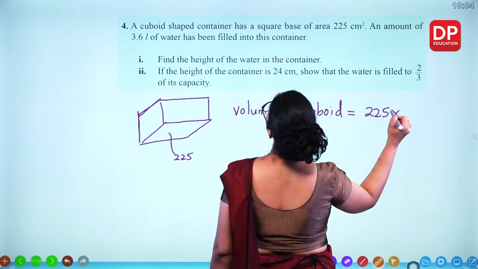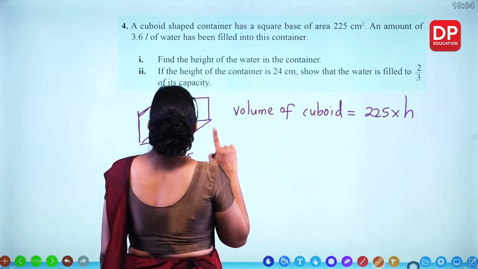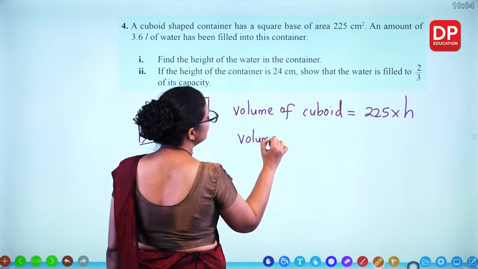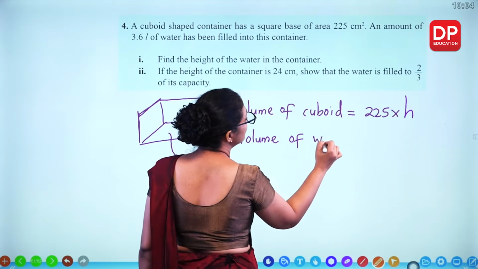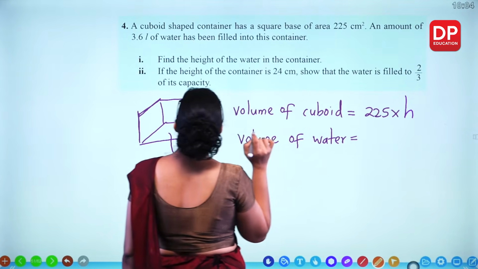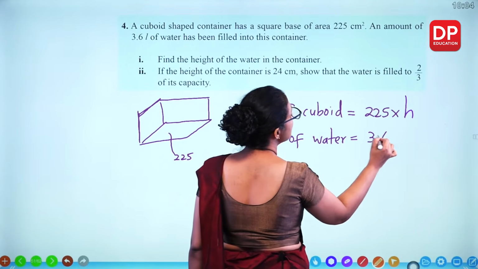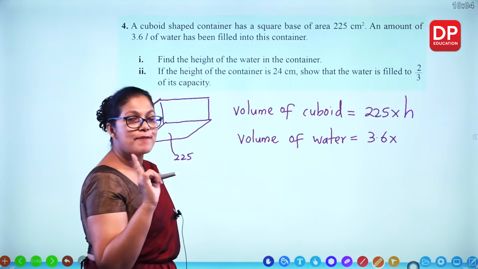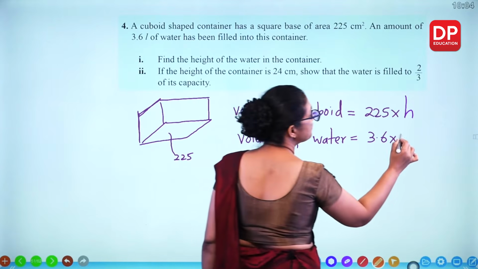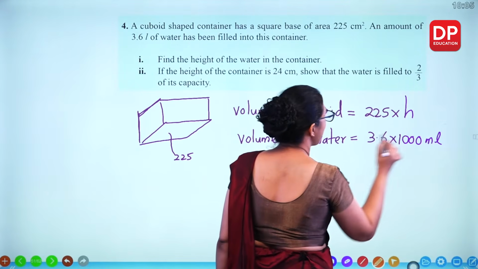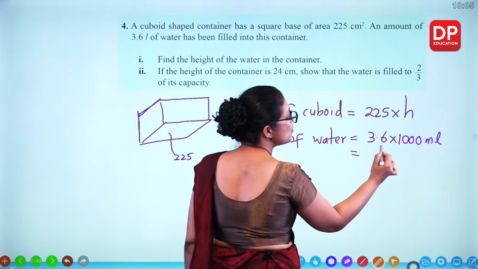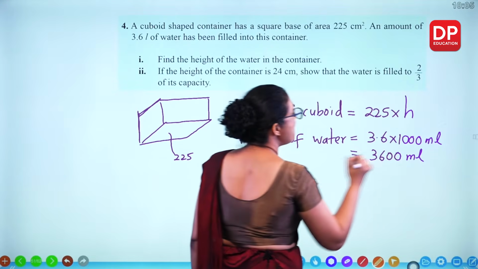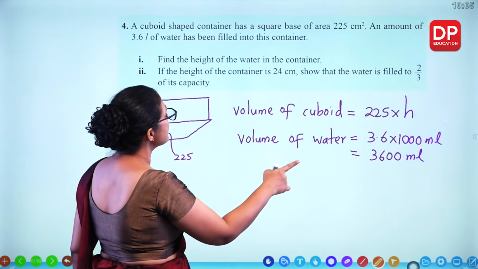Base area into height. Volume of water is equal to 3.6 liters. That means multiplied by 1000 to convert to milliliters. Multiplied by 1000 means move 3 places to the right. 3600 milliliters. That's the volume of water.